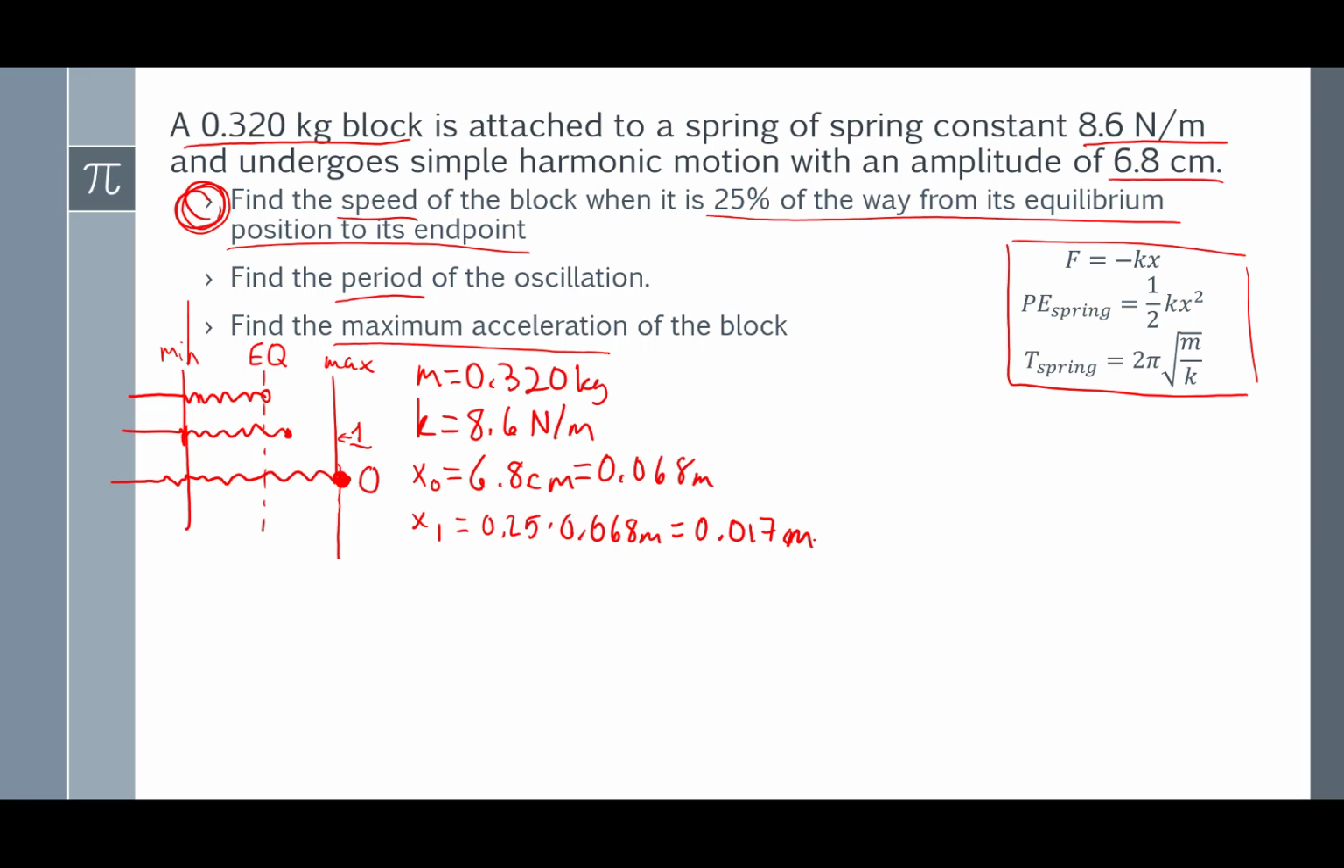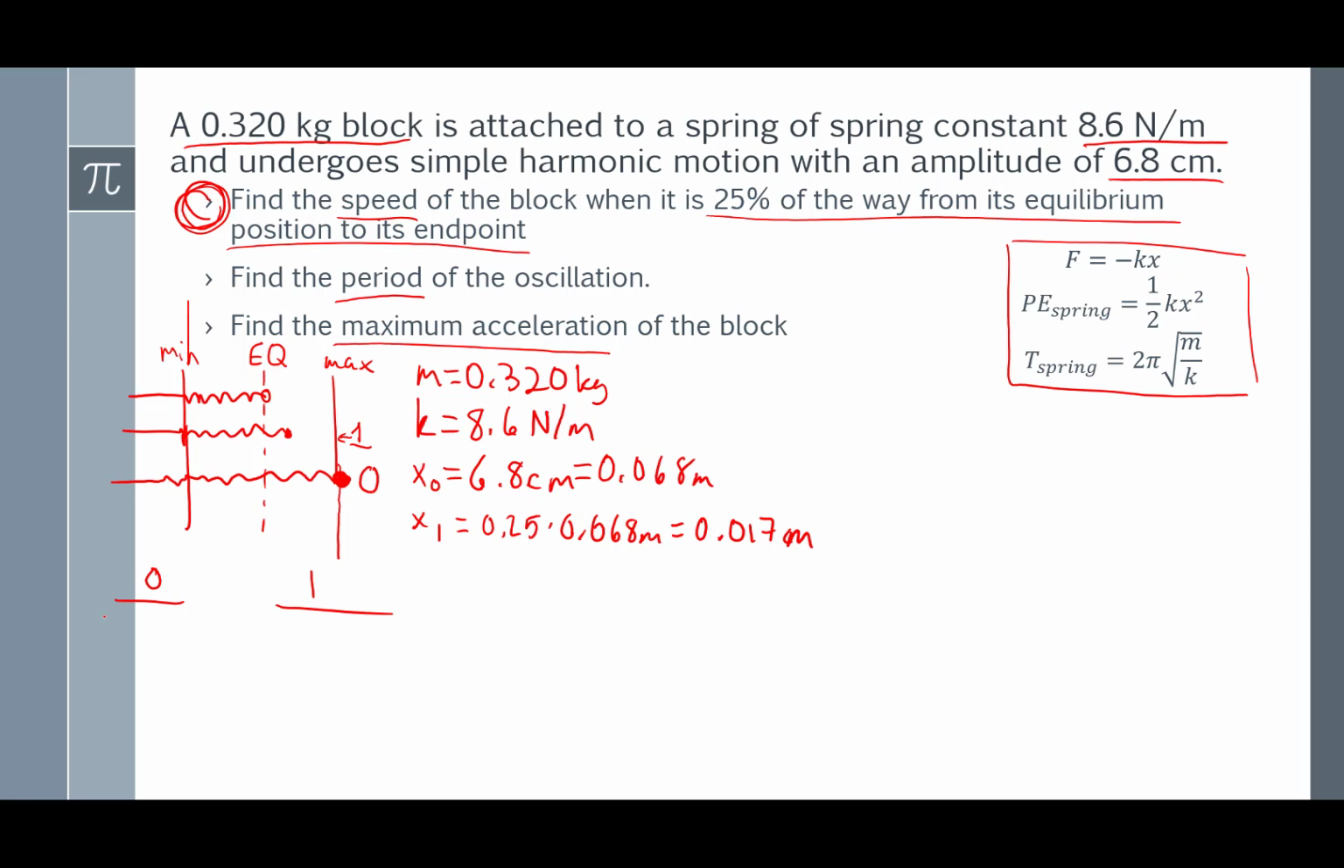This still seems like a lot. So let's map things out a little bit more. Since we know the position at position 0 and position 1, let's figure out what we know.